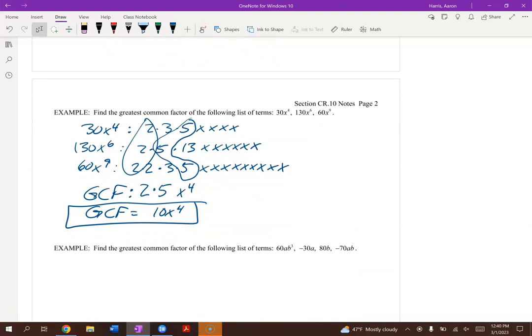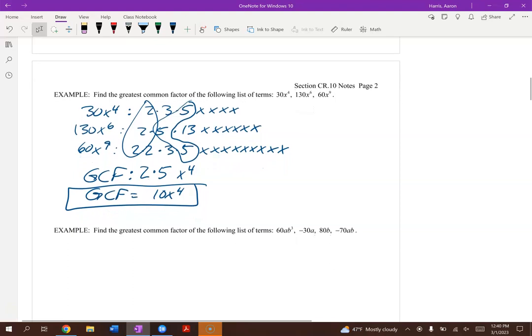All right, let's do this one, and then I think you guys are probably good with that. We'll move on. We got a bunch of sections we have to cover today. 60, what, 5 and 12? Here's my 12, here's my 5, and then I got an A and 3 B's.